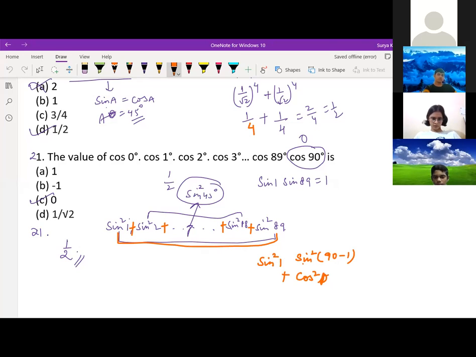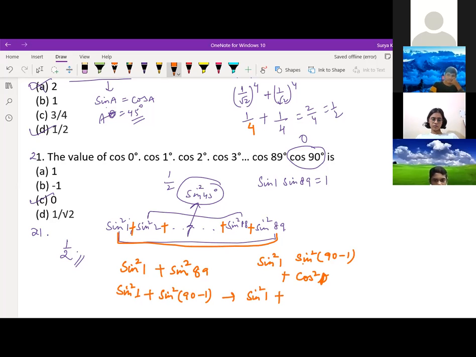Is it clear? Drishi, you are getting this? Sir, once again explain. See what I'm doing here, Adarsh. First and last, sine square 1 plus sine square 89. So both of these answers become 1 only. How? You write this as it is, sine square 1, and you change here sine square 90 minus 1. So this again becomes sine square 1 as it is, and sine square 90 minus theta is cos square theta. So the answer is 1.